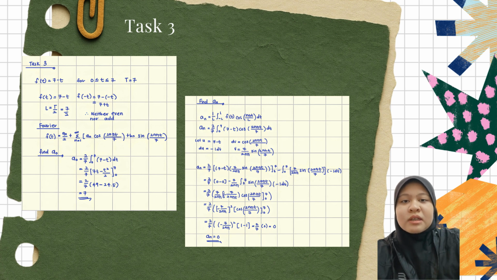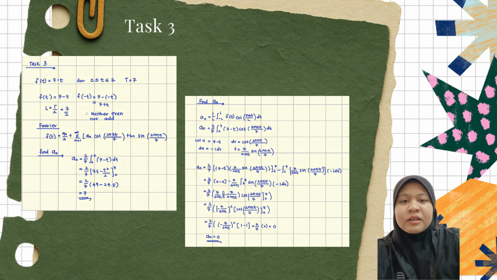Therefore, we need to use the complete Fourier series formula that contains the constant term, cosine terms, and sine terms. Next, we calculate the Fourier coefficients starting with a0. After evaluating the integral, we obtain a0 equal to 7.